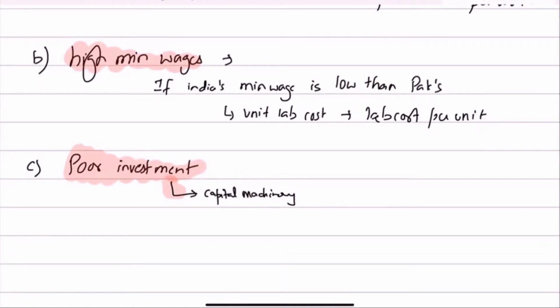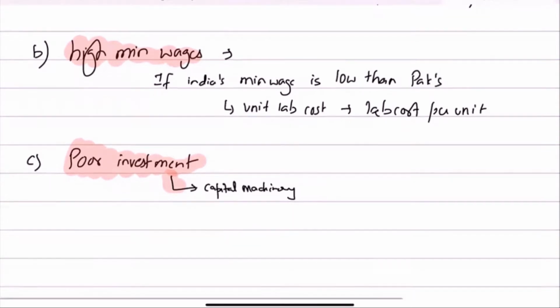So if your investment is very poor, which means you don't invest a lot in capital machinery, and your machinery is outdated, depreciating and inefficient, maybe because it's costly to maintain, that would definitely increase your cost of production compared to competitor countries, whose capital machinery would be more productive and efficient. That gives a competitive edge, increasing the competitiveness of Indian exports, reducing the demand for Pakistani exports and decreasing export revenues for Pakistan.